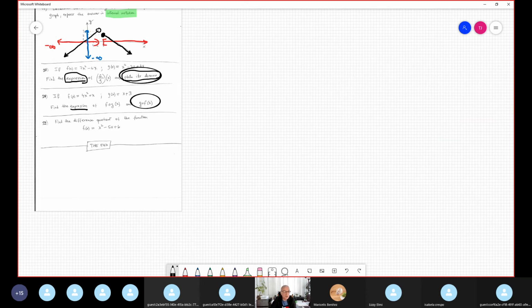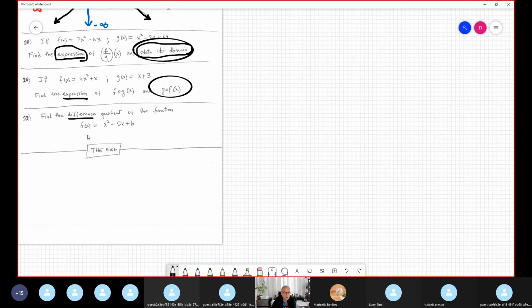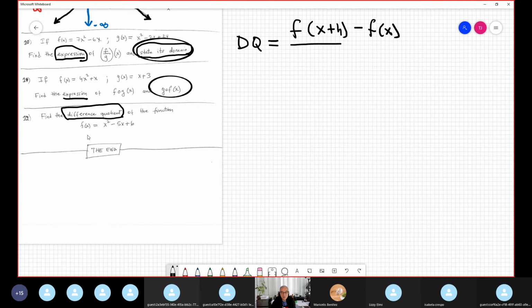22. 22 is compute the difference quotient. Okay, what is the formula for the difference quotient? The formula is, let me show you. The formula for the difference quotient is f of x plus h minus f of x, divided by h. It's the formula. And what is f of x? Well, f of x is given in the problem. It's x squared minus 5x plus 6.